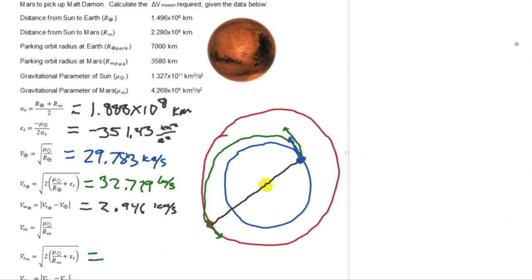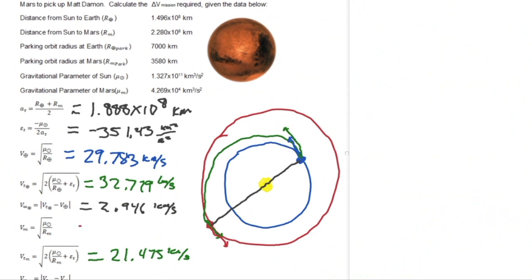So again, we use our velocity equation, mu of the sun still, and r of Mars, and the energy of our transfer orbit. Doing that, we find that we will be traveling at 21.475 kilometers per second when we get to Mars. However, Mars is going a little bit faster than we are. So we'll calculate what the velocity difference is at Mars.